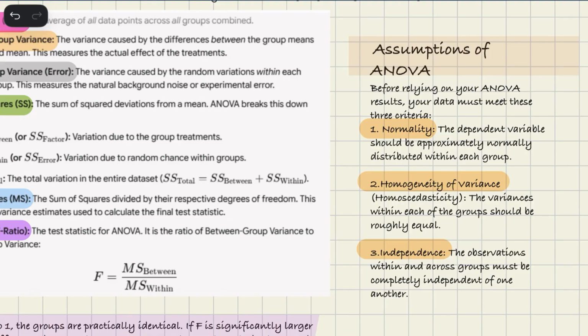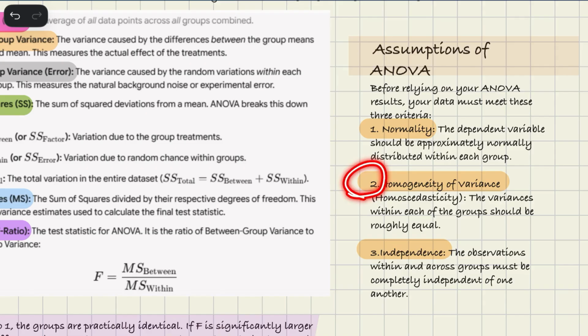So first comes normality. A continuous dependent variable must be approximately normally distributed within each individual group. So for our upcoming example, this means customer spending for layout A, layout B and layout C should each form a symmetrical bell curve. Alright, that is the normality.